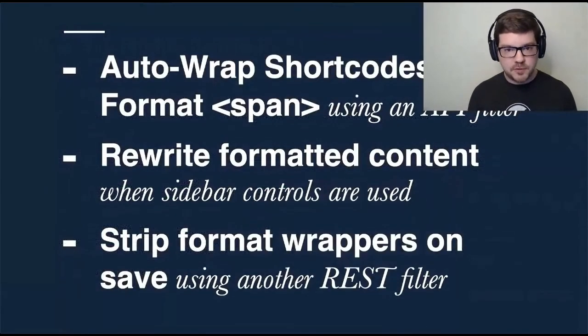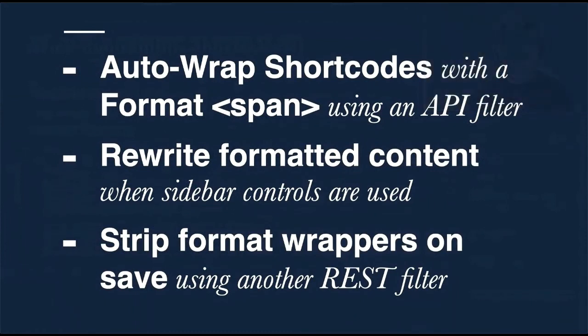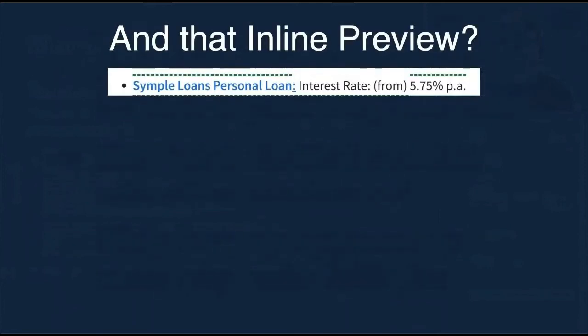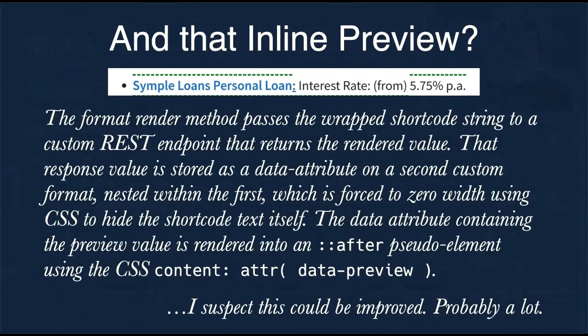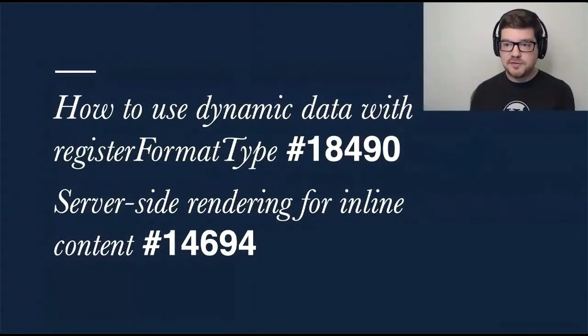The basic way it works is that we can wrap the shortcode in a format at the API level when it's coming out of WordPress, and we can strip that format when it's going back in so that only the shortcode itself gets saved to the database. And then we can add this sort of inline preview by layering formats, and that's definitely out of scope for this talk, but I'd love to talk about it later on. There's also, as before, a number of topics and tickets open around how we can actually explore what we want this interface to look like going forward.